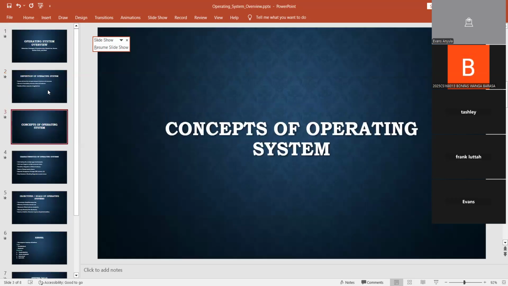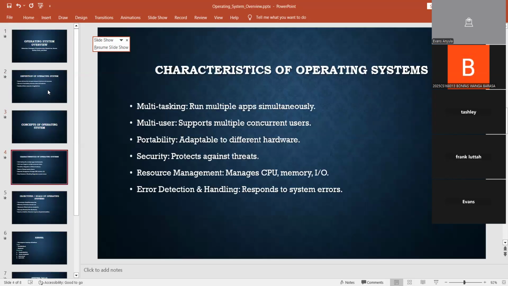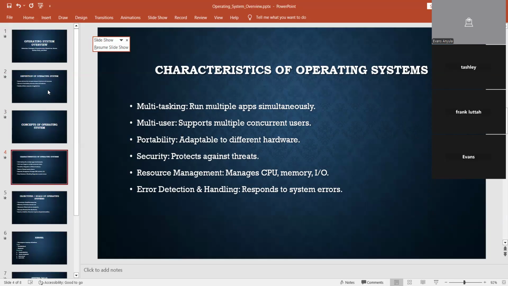We have the concept of operating system. Under this, we learn about the characteristics of operating system. The first one is multitasking, meaning it runs multiple apps simultaneously. The second one is multi-user, meaning it can support multiple concurrent users. Then portability, adaptable to different hardware. We have security, protect against threats. Resource management, manage CPU, memory, input and output devices. Error detection and handling, respond to system errors.